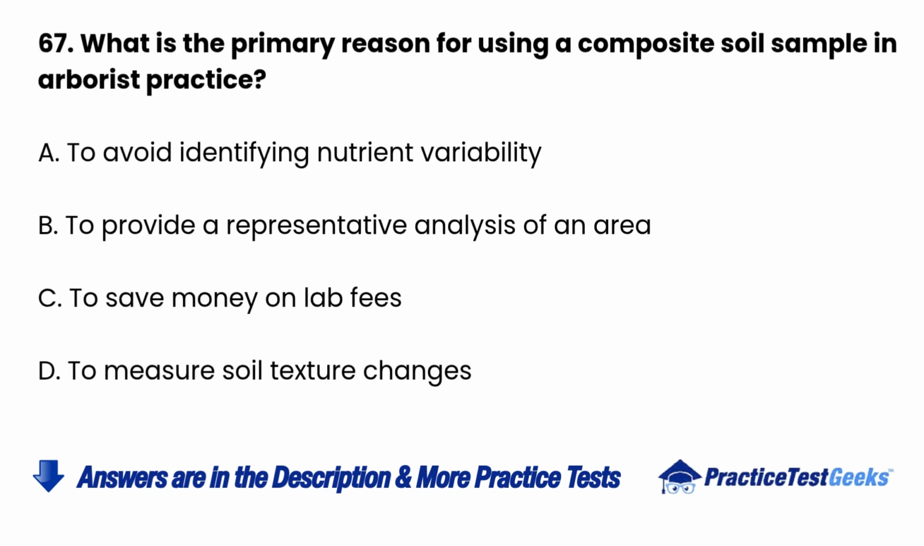67. What is the primary reason for using a composite soil sample in arborist practice? A. To avoid identifying nutrient variability. B. To provide a representative analysis of an area. C. To save money on lab fees. D. To measure soil texture changes.